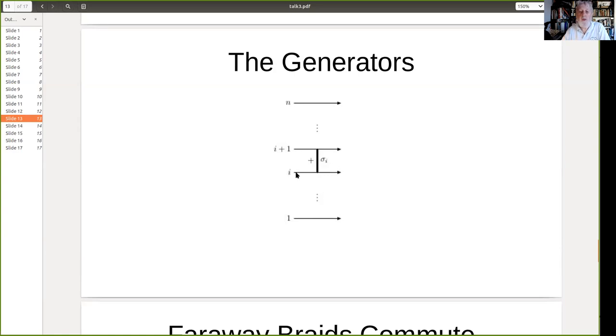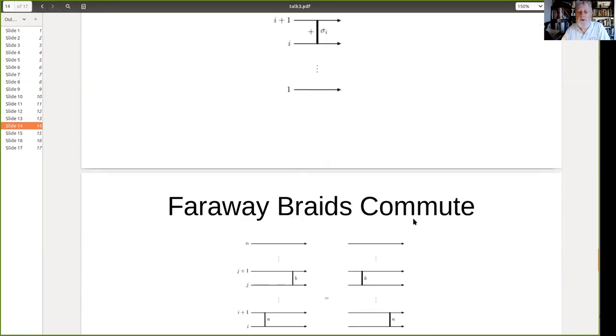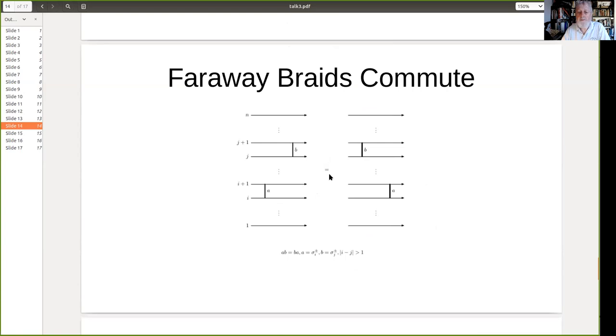It goes from the ith to the ith plus one. Now, certain things should be obvious, and I'll try and demonstrate. Faraway braids commute. If the two braids are stacked, then they commute. Here, A is going to represent either sigma i or sigma i bar, and B is going to represent sigma j or sigma j bar, which I've written plus or minus at the top. So the product AB is the same as the product BA, provided i and j, where they start, differ by more than one. In that case, they're separated, they're stacked, and so they commute.